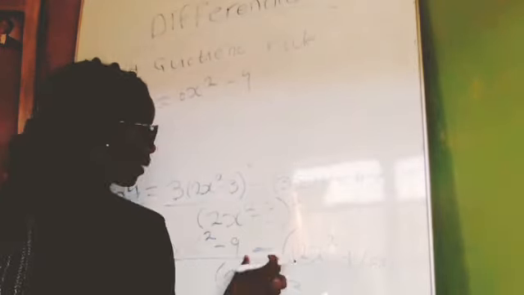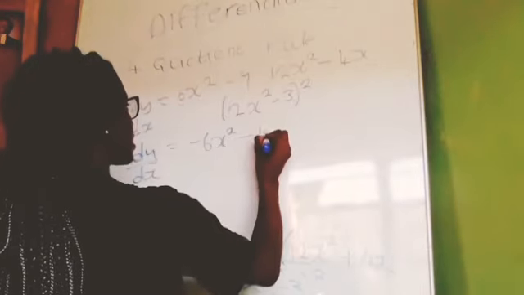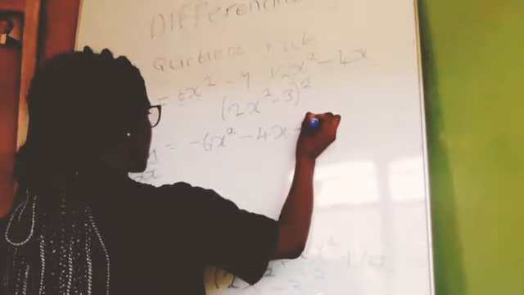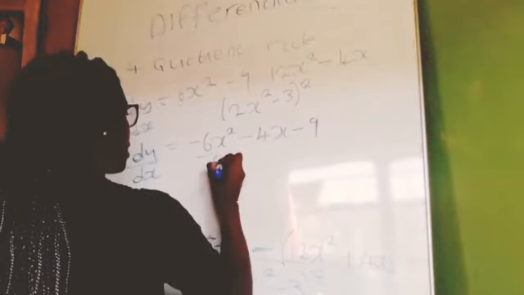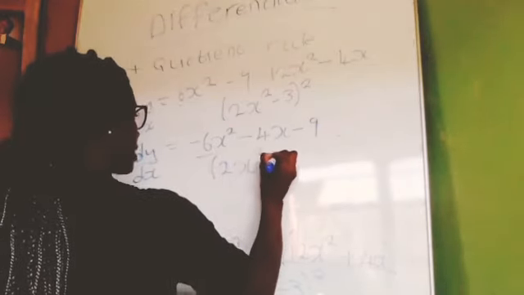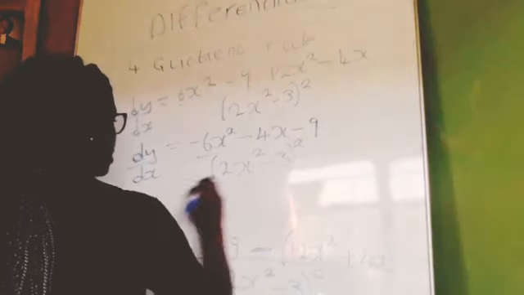Okay. So we can now deal with the like terms. So dy/dx is equal to, we have 6x squared minus 12x squared. So we have a big number subtracting a small number, so the answer will be negative. So the answer is negative 6x squared. And we have a 4x, so minus 4x. And we also have a 9, so that's minus 9 over (2x squared minus 3) squared.